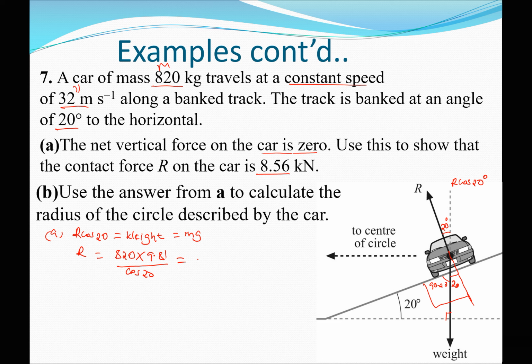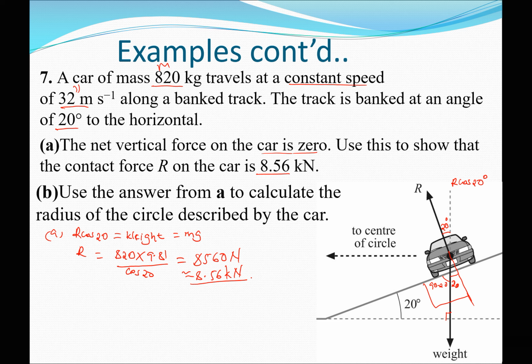So I'll press my calculator. So 820 times 9.81 divided by cos of 20. So this is giving me 8,560 newtons, which is of course 8.56 kilonewtons.